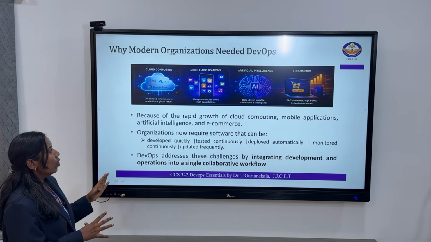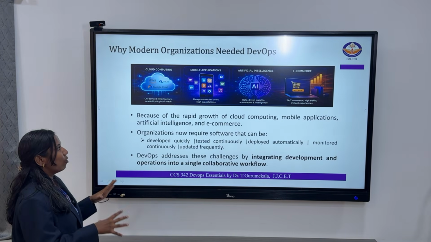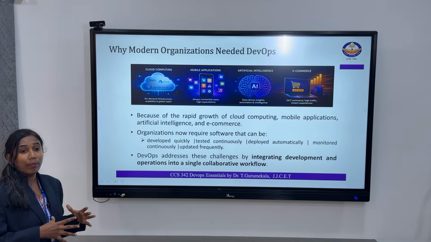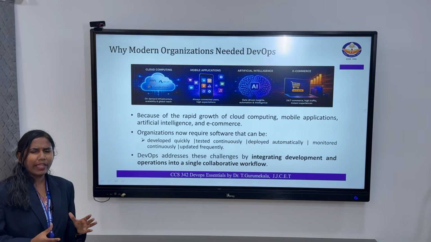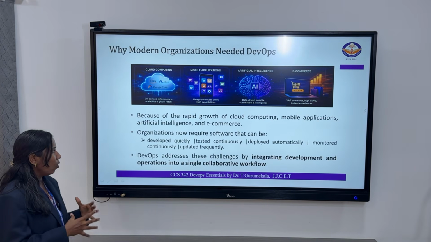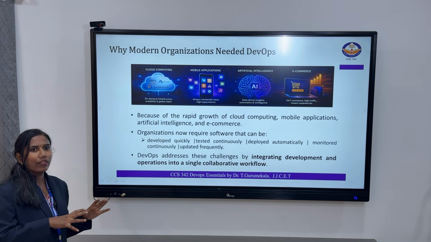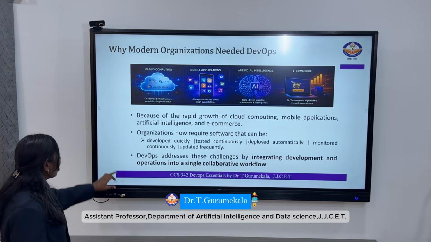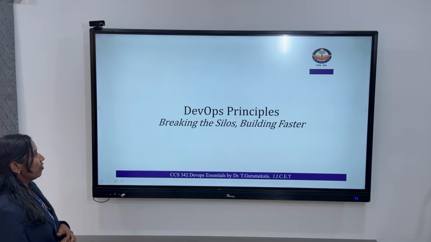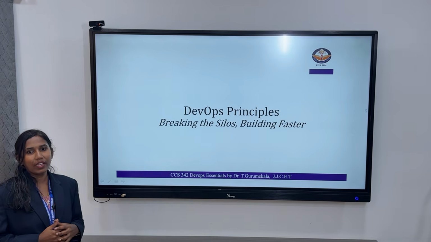These are the things expected from an organization by the customer. The reason is the rapid growth of cloud computing, mobile applications, artificial intelligence, and e-commerce. The previous methods such as waterfall and agile are not capable of accommodating these ever-growing needs, so DevOps came into the picture. Now we are using the polished version of DevOps, which has been created in a futuristic way. It's scalable. Then we move to DevOps principles: breaking the silos and building faster. Breaking the silos means that in the previous methodologies, all the teams worked independently.